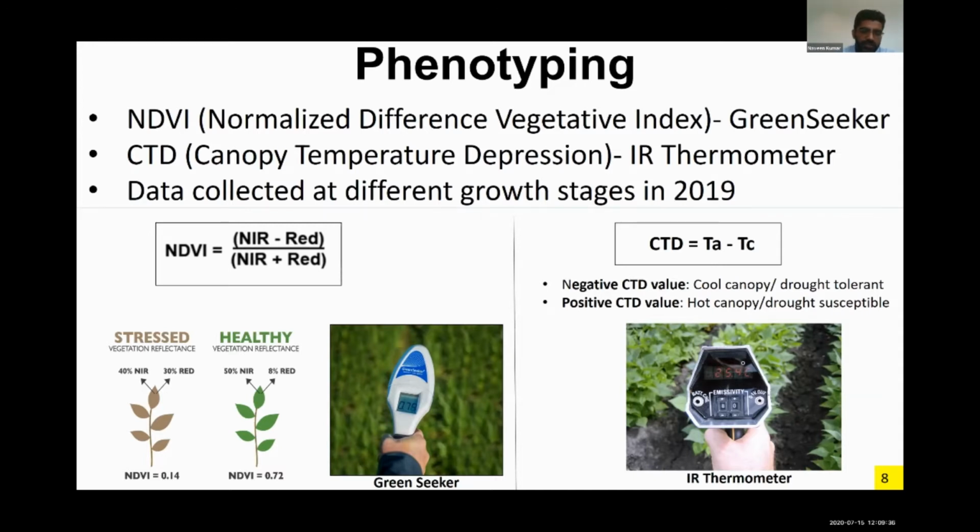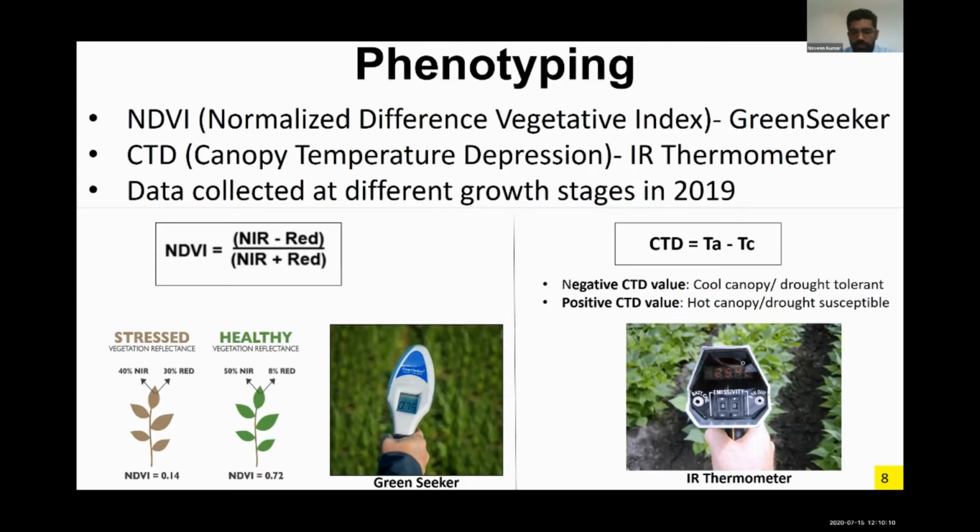NDVI is also a significant indicator of plant health, and it is effectively used to determine the yield and biomass under stress. The value of NDVI lies between 0 to 1 for the plants. And the higher the NDVI value, the healthier the plant, as you can see in the picture below. We use a handheld GreenSeeker to measure the NDVI for this population.